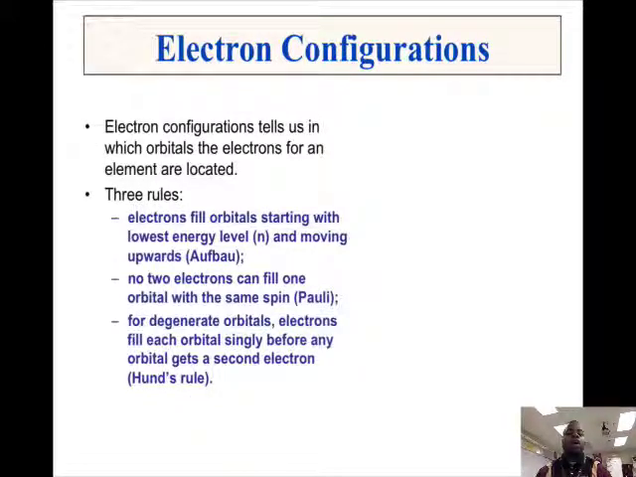Now, what are electron configurations? Well, we know what electrons are, but configurations are sort of like the arrangements. So it's telling us where the actual electrons are located based on the orbitals.